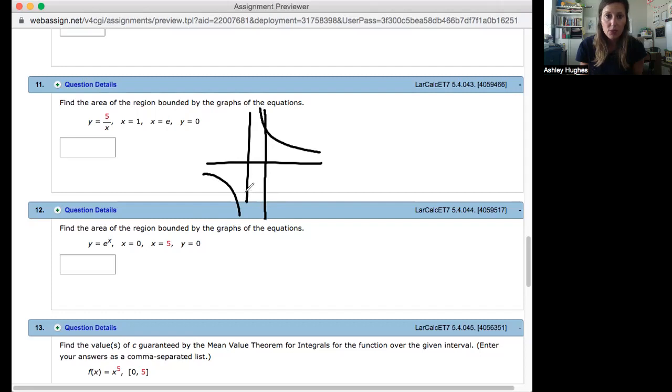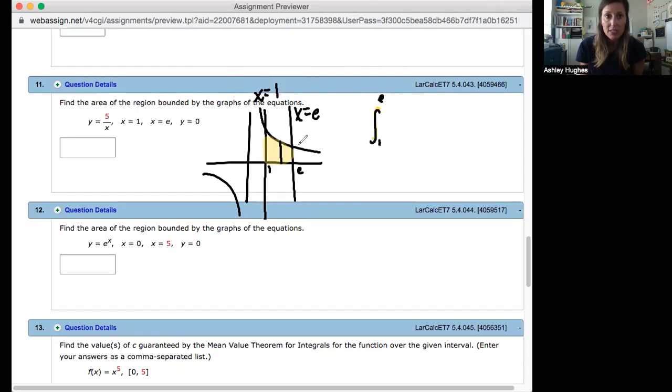So we're not going to worry about this one over here. And x equals e is also a vertical line. So that's x equals e, that's not e to the x, just e, like the number. So we're looking at this region right here, trying to find the area of that region. So we're going to be integrating from the left endpoint, which would be 1, to the right endpoint, which is e, and we integrate top minus bottom.